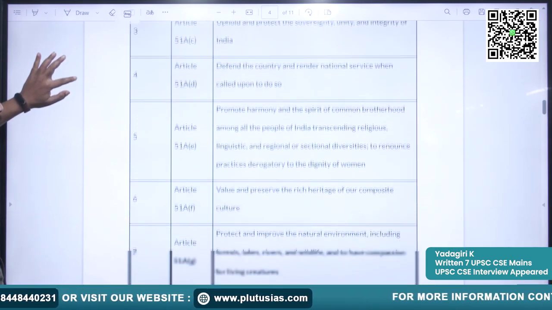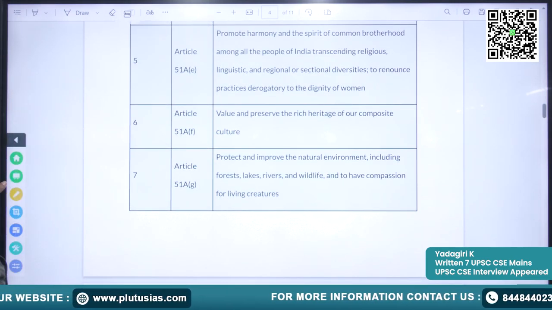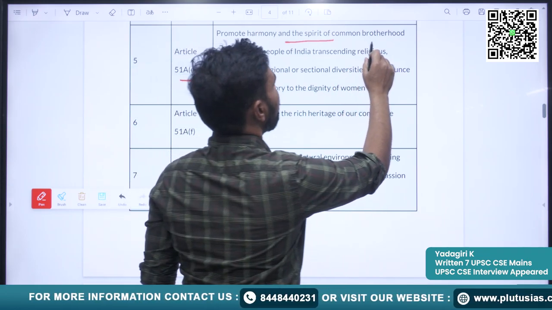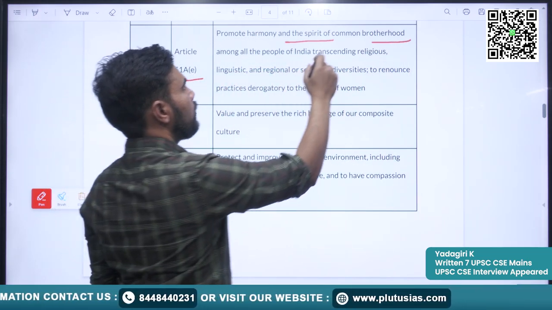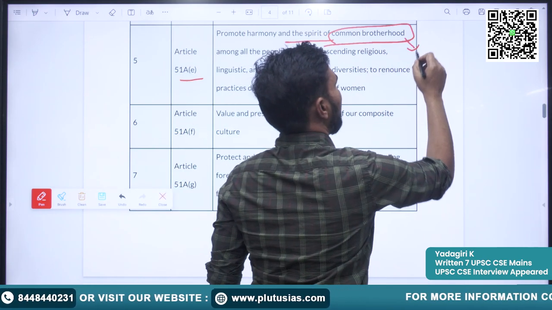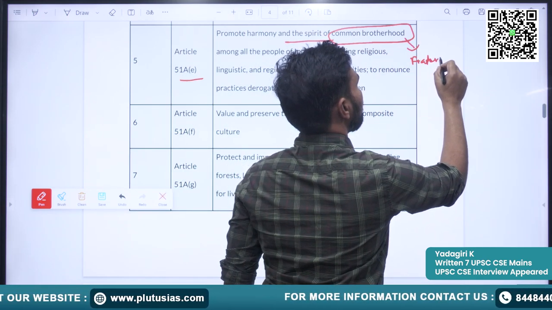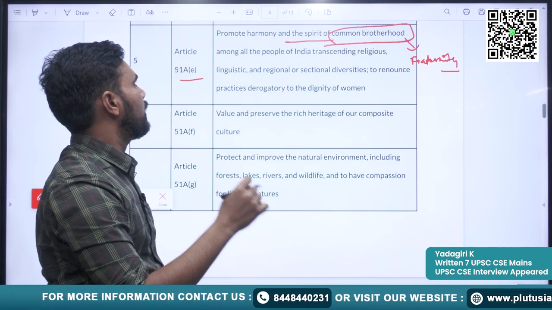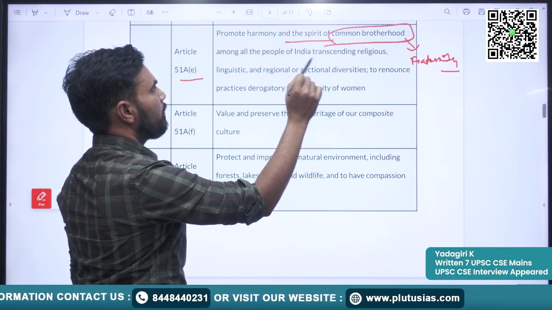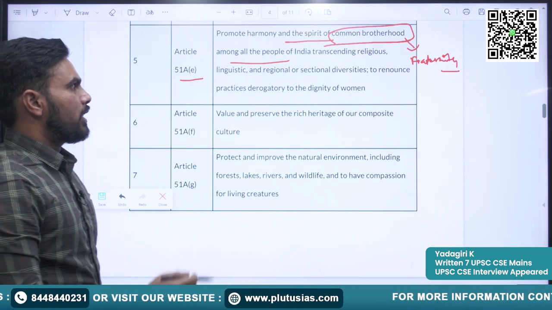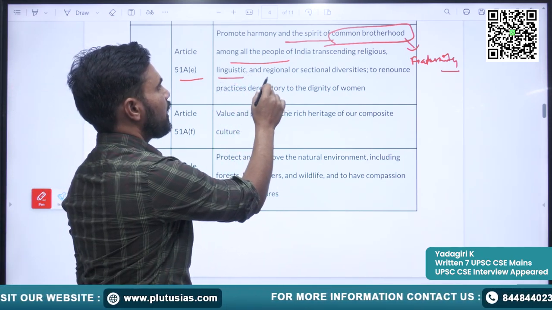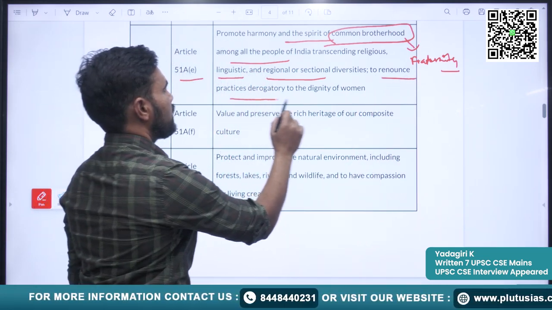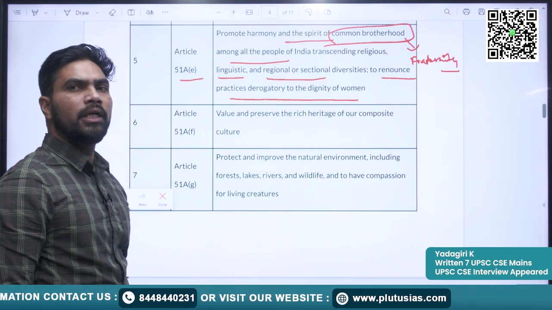The next duty is Article 51A(e), promote harmony and a spirit of common brotherhood. We also call this fraternity. We have seen the word in the Preamble. So this duty is saying to protect the fraternity, the common brotherhood among all people of India, transcending religious, linguistic and regional or sectarian diversities, and to renounce practices that are derogatory to the dignity of women.